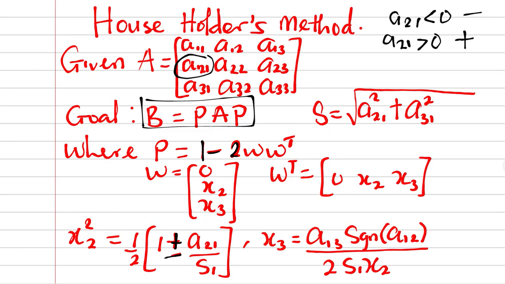All right, so to get our x3 is what? A13 multiplied by the signum of what? The signum of your A12. Then over what? 2 multiplied by s1 x2, the value of the x2 that you got here. Using this formula, you now input it into this place, and that is what we are going to be doing.